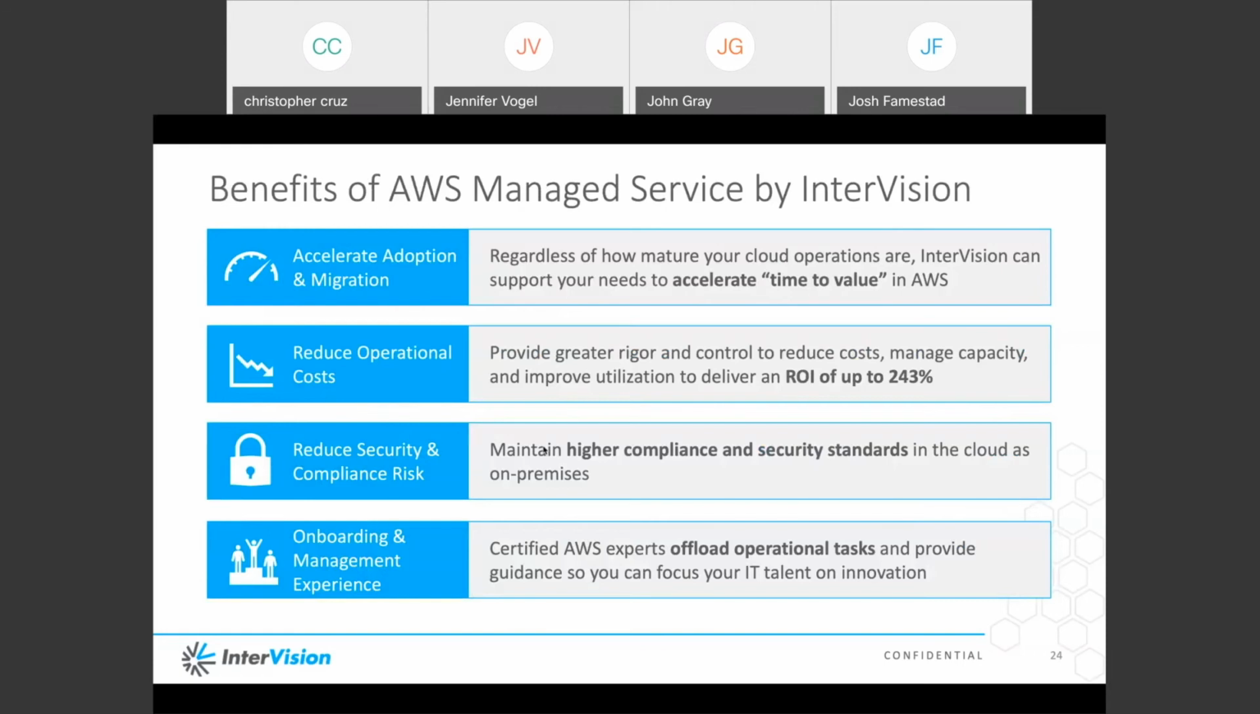And the ROI here, 243%. So, many reasons to go this way. It is pretty rigorous in the way it's managed, so there can be certain workloads that maybe it's not right for. But in an awful lot of situations, this is a really great solution for organizations.